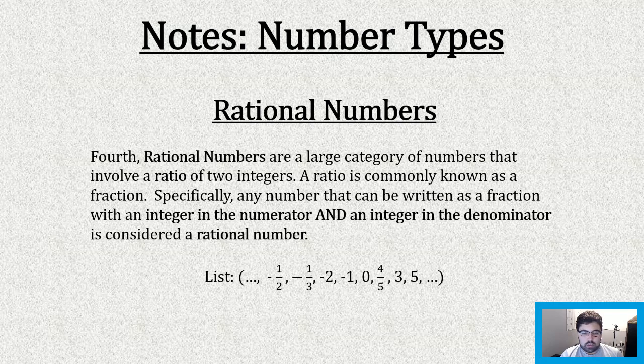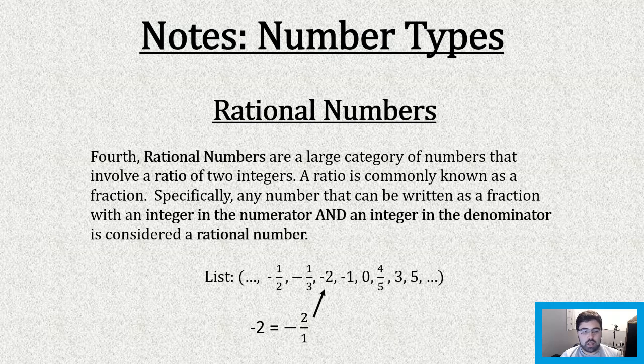So there are several examples down here. And essentially, if you can make a fraction out of the number, or if the number is already a fraction, and what you see on top is an integer, and what you see on bottom is an integer, it's rational. Most numbers that you have ever worked with up until this point are rational.